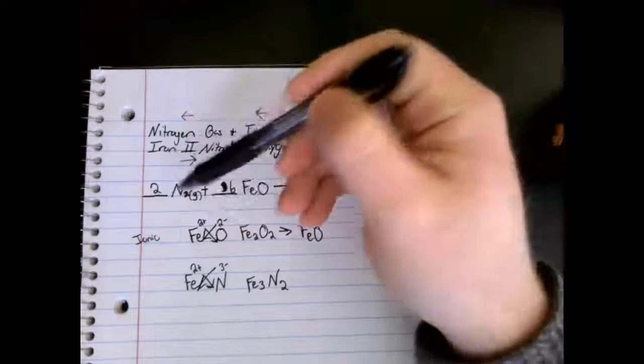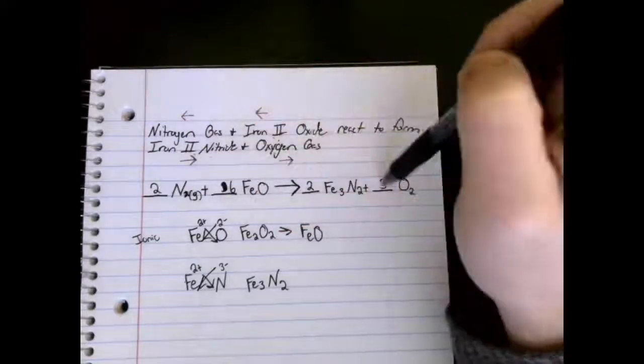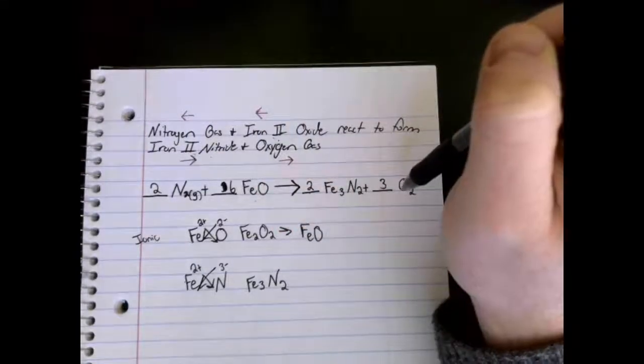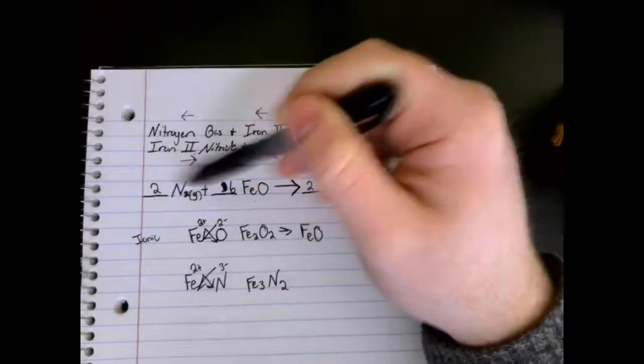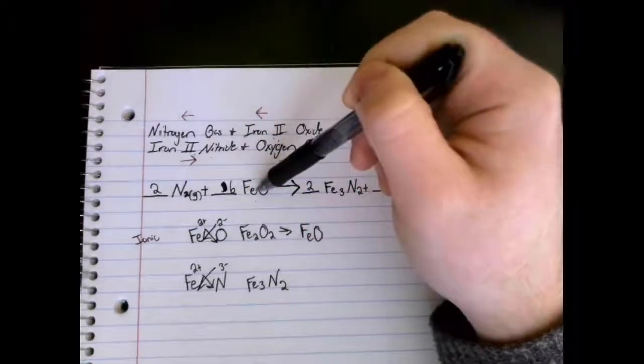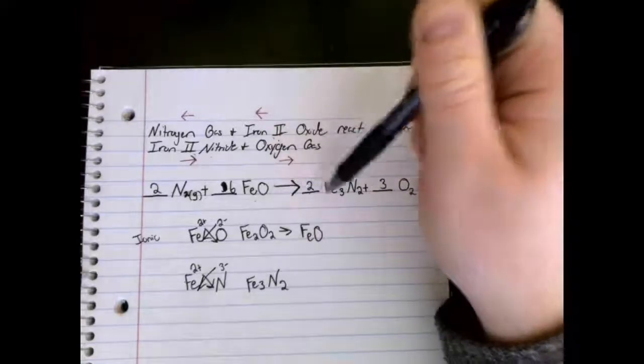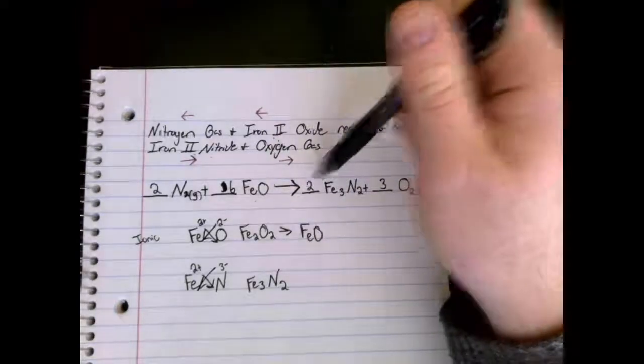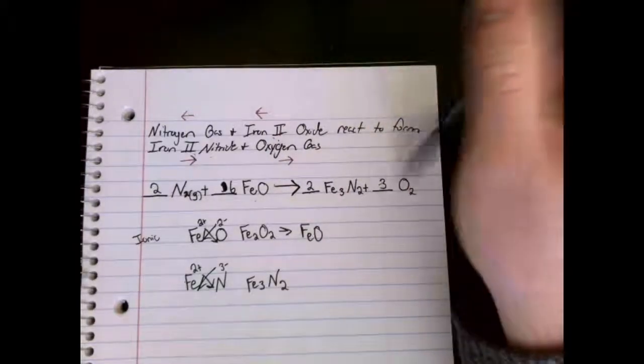Now we can do one quick double check. So first, 2, 6, 2, and 3. All of those can't be reduced to anything. Then there's 2 times 2 is 4 nitrogens, 6 irons, 6 oxygens. 2 times 3 is 6 irons, 4 nitrogens. 3 times 2 is 6 oxygens. So all that is balanced, which means this is our final balanced equation.